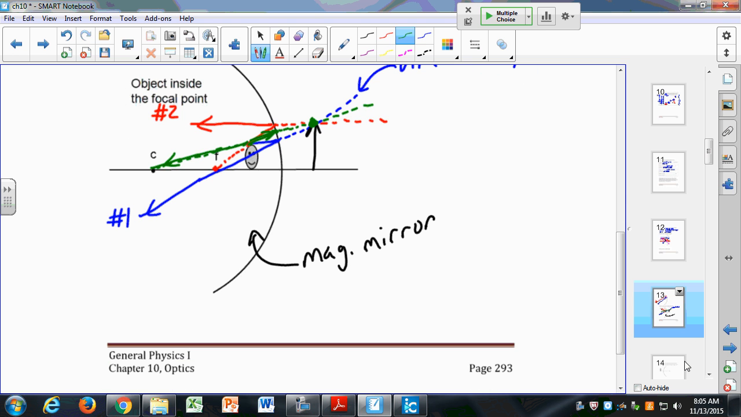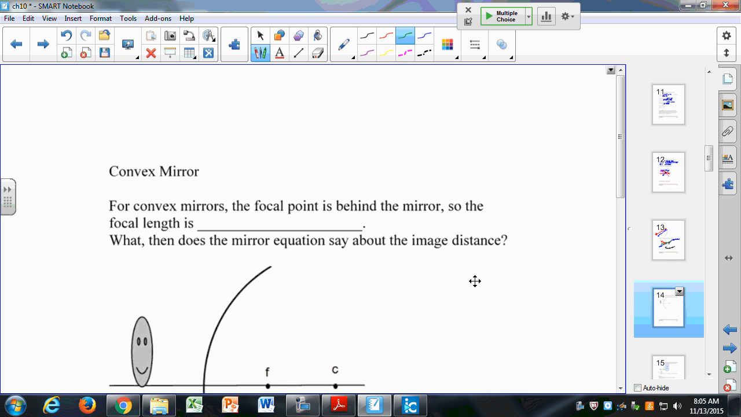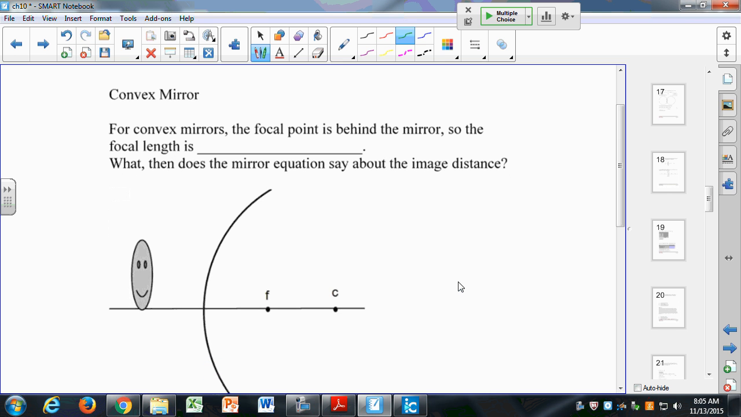All right, and then for a convex mirror, again, not responsible for those ray tracings. We'll see, though, that you are responsible to know what type of images these different mirrors form, and sometimes the ray tracing helps you to remember that. If not, it's fine. We'll see ray tracing again with lenses, though. For convex mirrors, the focal point is behind the mirror, so the focal length is what, positive or negative? It's a negative focal length. Anytime the focal length is in that virtual space behind the mirror, that's a negative value.